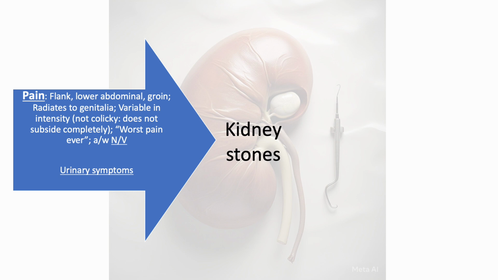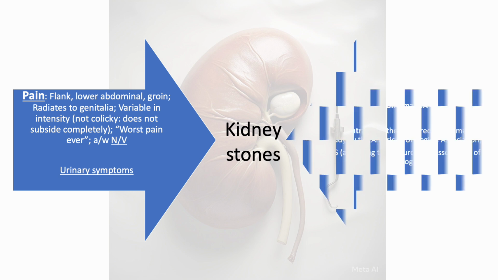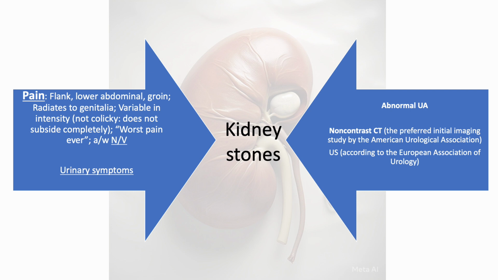Physical examination usually is non-specific, doesn't really add much if there are no complications. There might be some tenderness, but it's really not impressive. And then you make the diagnosis by urine analysis. It's almost always abnormal. You want to see if there are any complications like pyelonephritis on top of the stone. That's important. And then the initial test, non-contrast CT scan, is the preferred initial imaging by the American Urological Association.